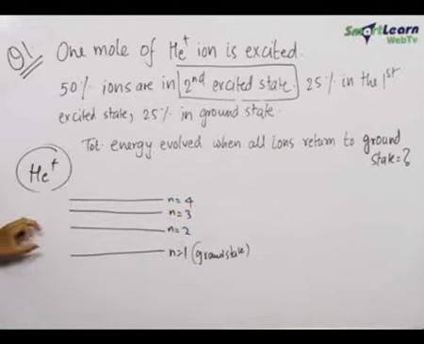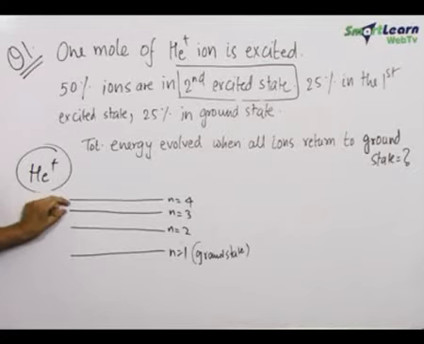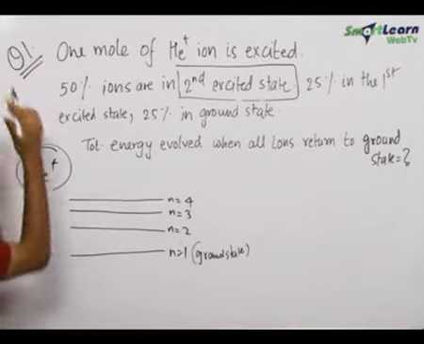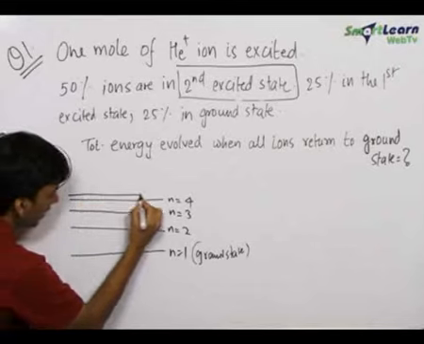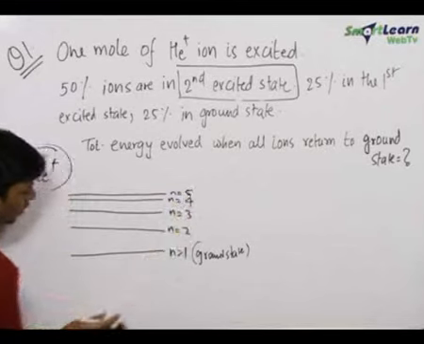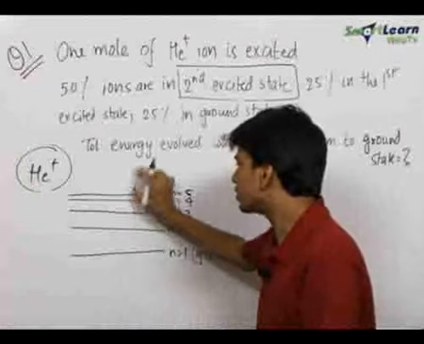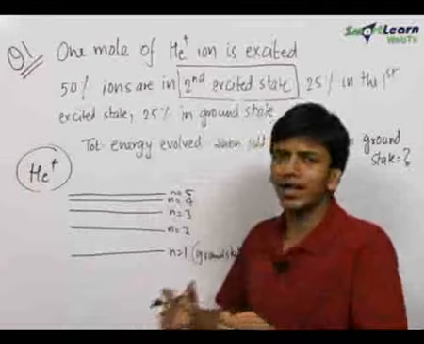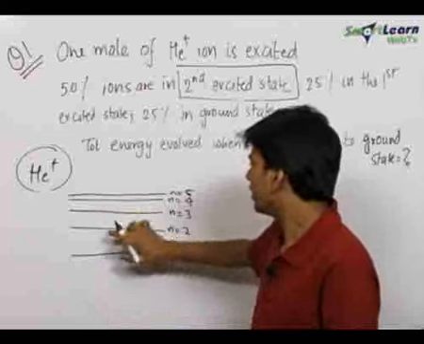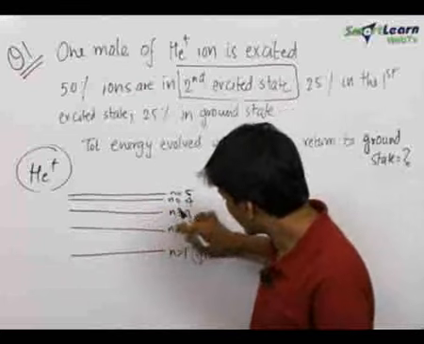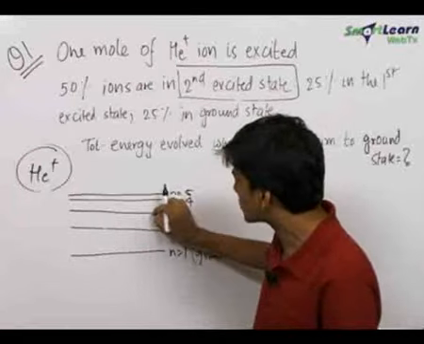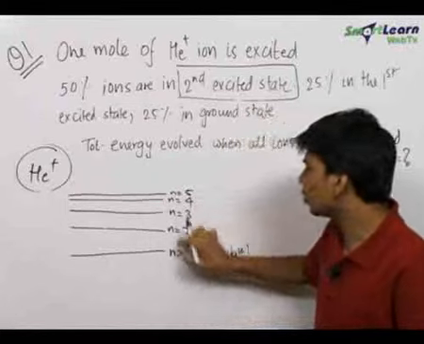You must notice that the gap between the two levels keeps on decreasing as we go upwards. n is equal to 5 will be something like this. So the energy level diagram should always be drawn properly like this, with gaps reducing constantly. This gives you an idea of the energy difference between the two levels. The energy difference between n is equal to 2 and n is equal to 3 will be smaller than the energy difference between n is equal to 1 and n is equal to 2.